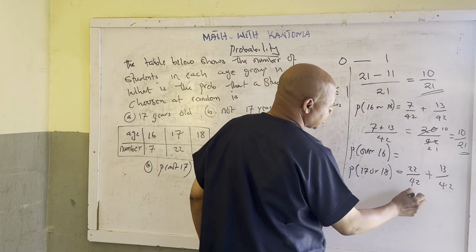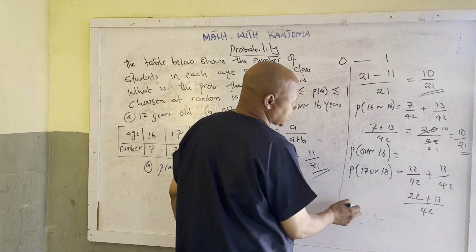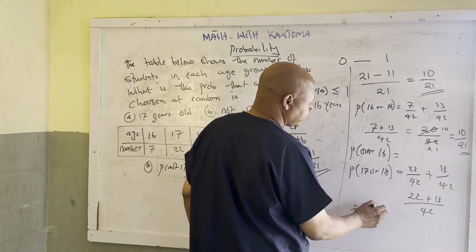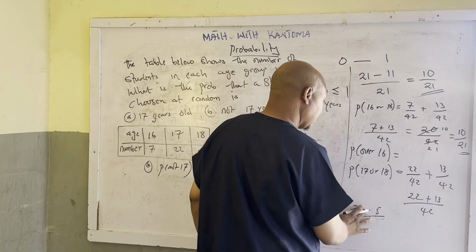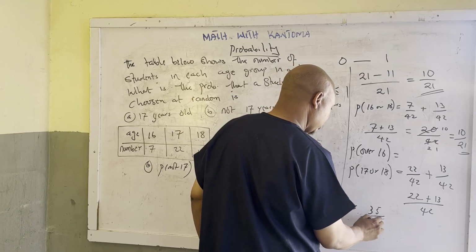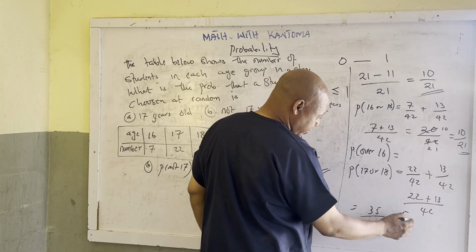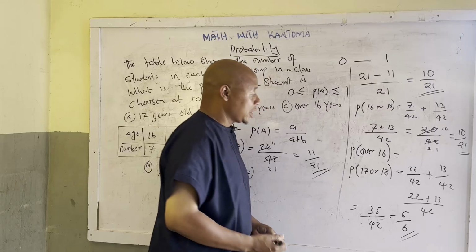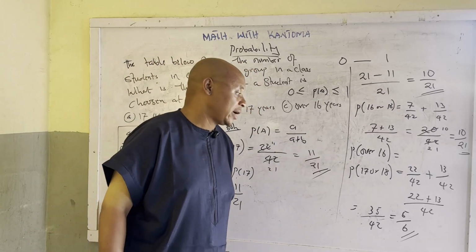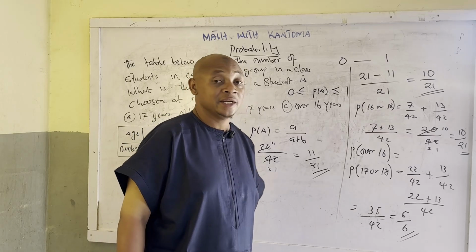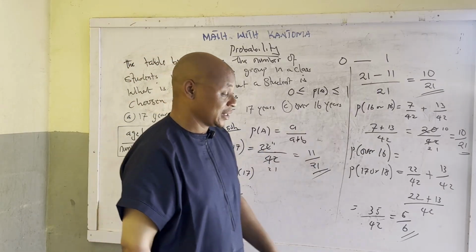Find the LCM. The LCM is 42. We have 22 plus 13 over 42. So 22 plus 13 is 35, sorry. So 35 over 42, which simplifies to 5 over 6. So the probability of picking over 16 years old is 5 over 6, which is less than 1 but greater than 0.